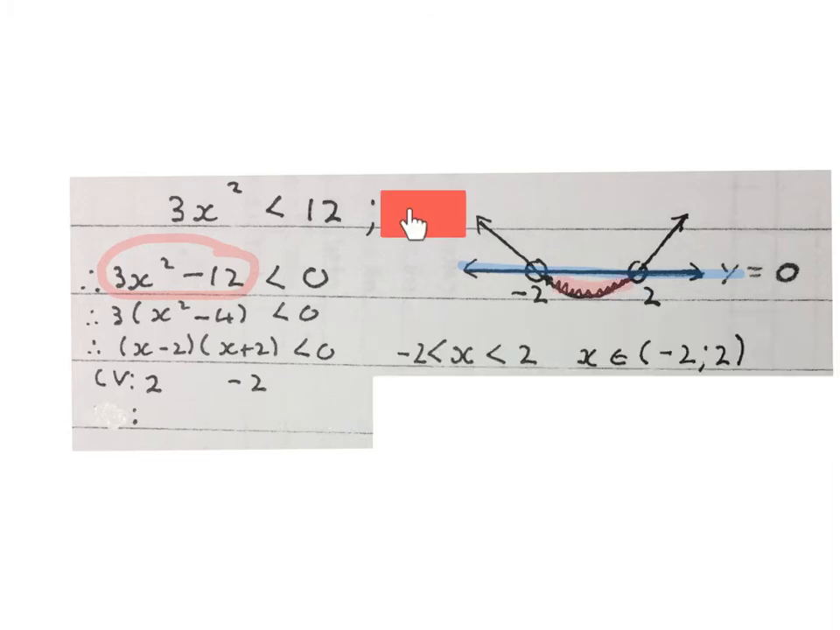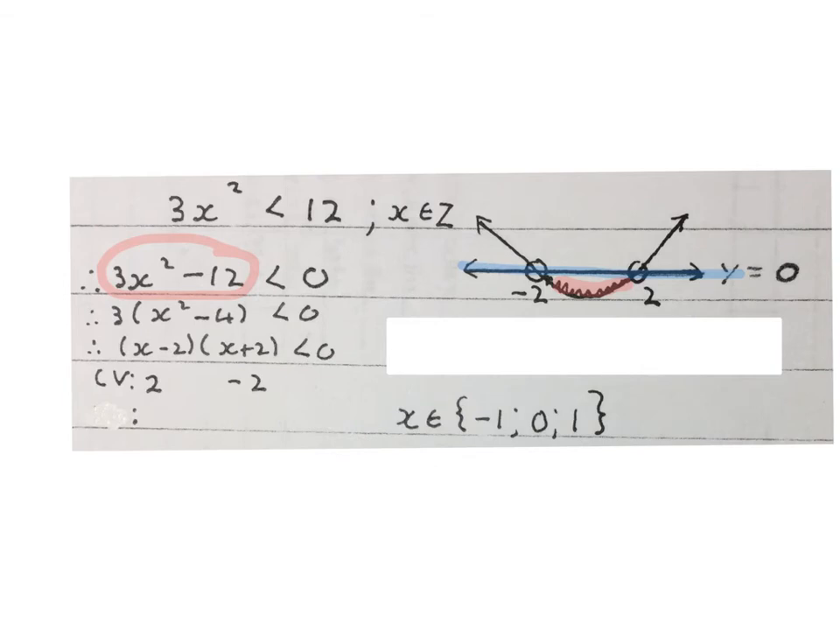And if they did not give me this restriction at the back, I would have written this answer. We want the x values between minus 2 and 2, excluding them. But they did put in this restriction. They only want integers from me. So I'm looking for the integers between minus 2 and 2. So my final answer will be x an element of minus 1, 0, and 1. On this side of minus 2, the first integer is minus 1, then 0, then 1. And we're not using the minus 2 and the 2.